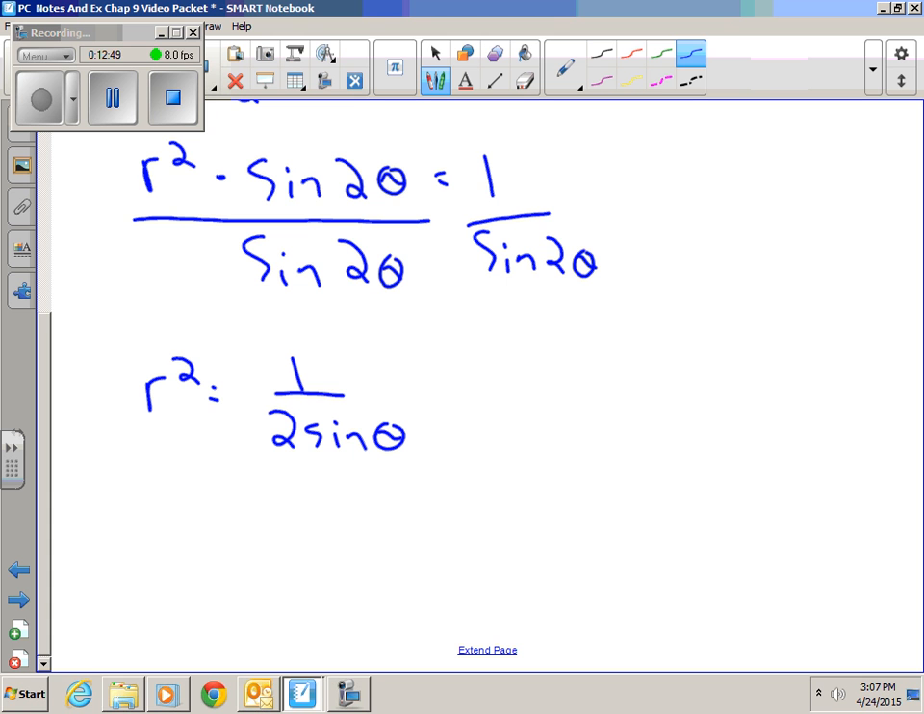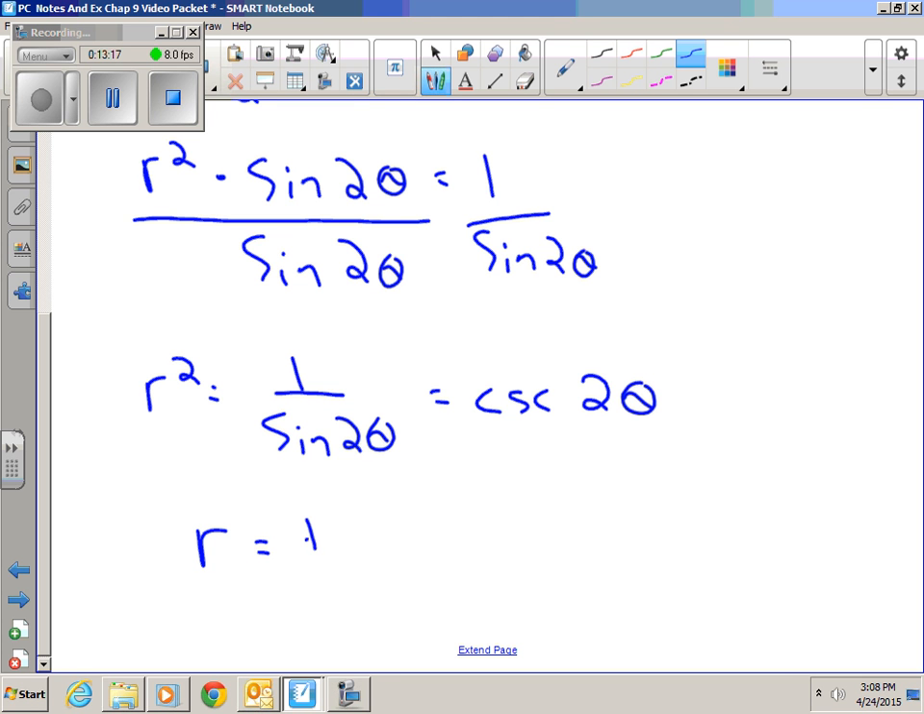We can also say that this is now equal to 1 over, I'm sorry, I wrote that wrong, didn't I? Sorry, sine 2 theta, not 2 sine theta. Big difference, okay? So we can also say that that's equal to cosecant 2 theta. And technically speaking, if we want to solve for r, we're going to take the square root of both sides. So r is equal to plus or minus the square root of cosecant 2 theta.